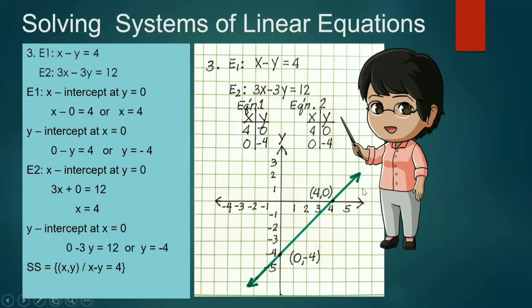line of solution. So the solution set is expressed here as all the ordered pairs (x, y), or all the points (x, y), such that x minus y is equal to 4. This is the equation for equation 1.